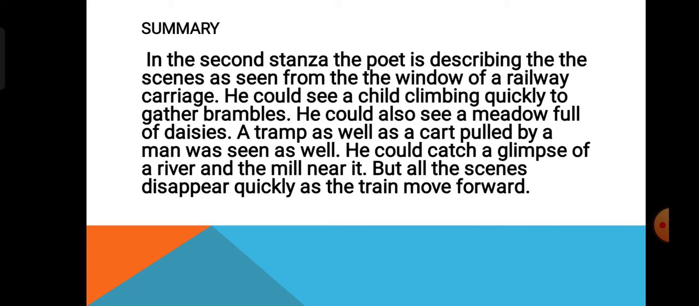So we see that many things are seen from the railway carriage, but the carriage is moving so fast that these scenes quickly seem to disappear. They are not actually disappearing, the train is just moving forward at a high speed.